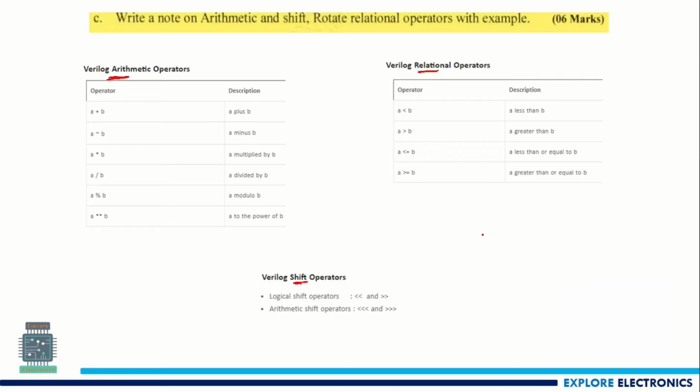You can also write a simple code or by taking an example of values for a and b, and you can solve this, what gives a plus b, a minus b, a less than b, a greater than b, and shifting and arithmetic shift.